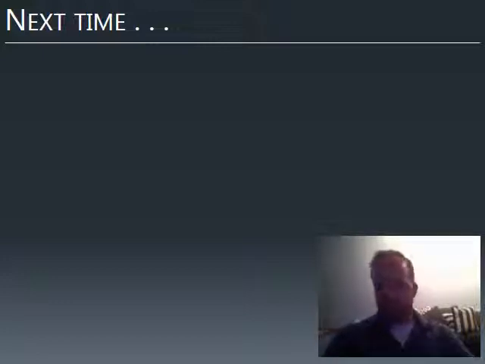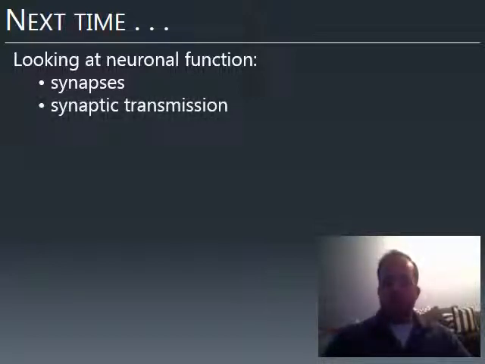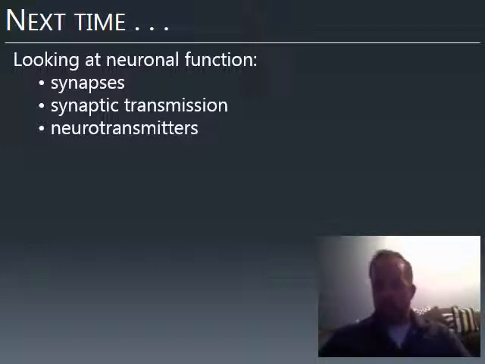Okay, so that is it for this time, talking about neurons. Next time, we'll look at another aspect of neuronal function, and that is how neurons transmit information from one neuron to the next. They do this at junctions called synapses. So first we'll talk about synapses physically, what they look like, what their structure is like. Then we'll talk about transmission, so how information passes from one neuron to the next. And then we'll talk about neurotransmitters, which are the chemical messengers that allow one neuron to send information to the next neuron.